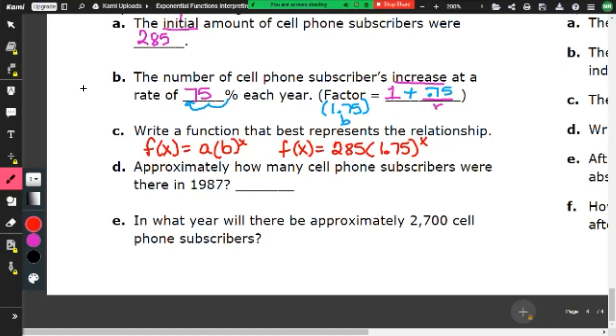D, how many cell phone subscribers were there in 1987? 1987 is a what? It's a year, and your years are where? X or Y? X axis. It's on the X axis.